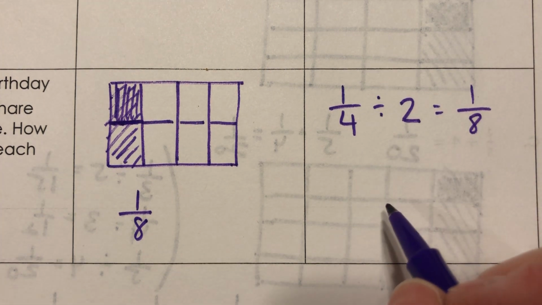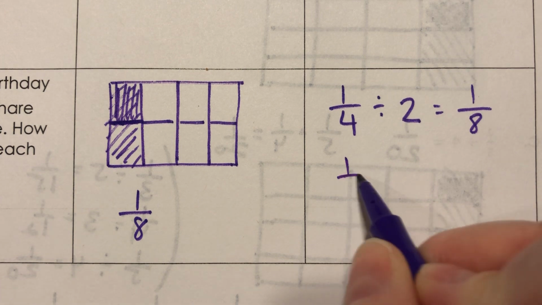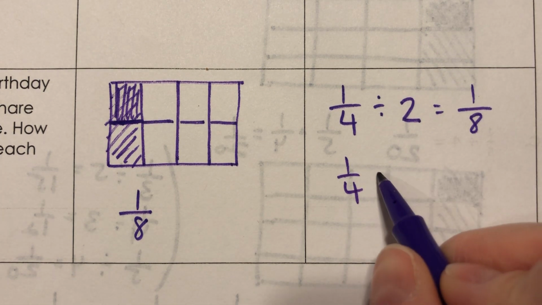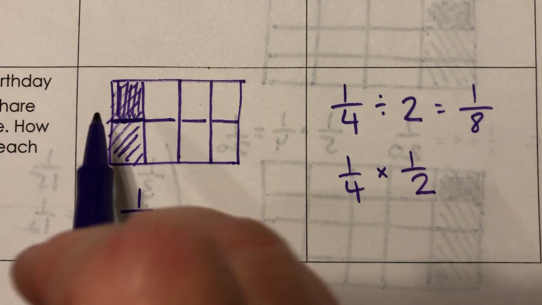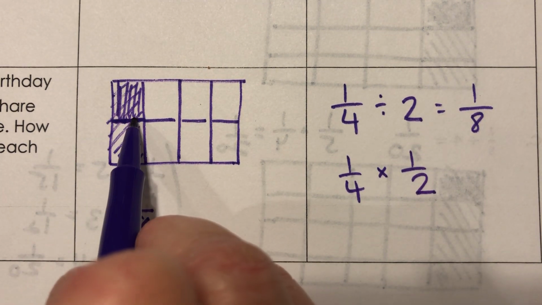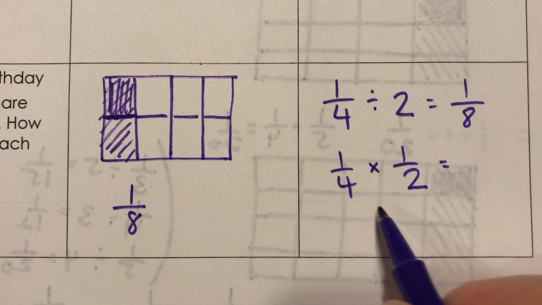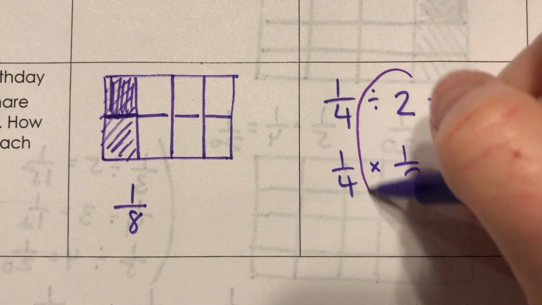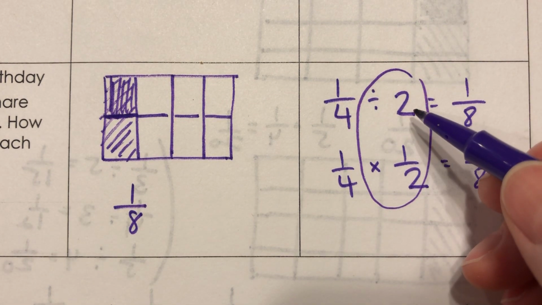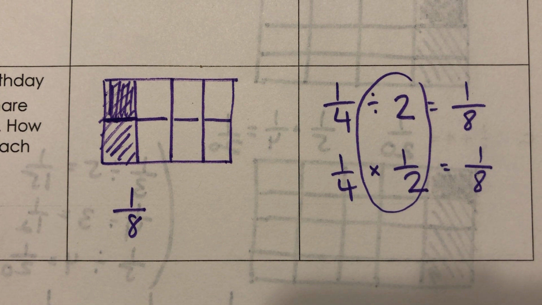Now, we saw in class that dividing by 1/4 was the same as multiplying by 1/2. And didn't we just change that 1/4 into 1/2? We cut that into the 2 pieces. So 1/4 times 1/2 gives me 1/8. So that means that dividing by 2 is the same as multiplying by 1/2.